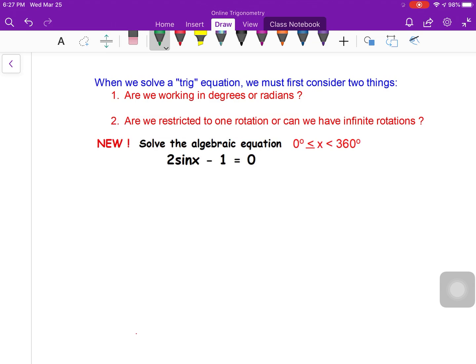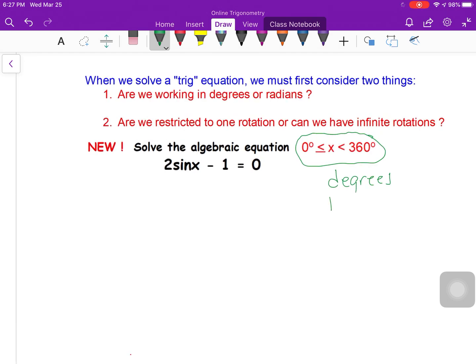When you're solving a trig function like this, or a trig equation, there are two things you have to consider right at the beginning of the problem. Are you working in degrees or are you working in radians? And are you restricted to just one rotation or are you able to go more than one rotation? Well, what we look for is, in our directions, we look for something like this. This tells us two things. It tells us, first of all, that we're working in degrees. And the second thing that it tells us is we're restricted to one rotation.